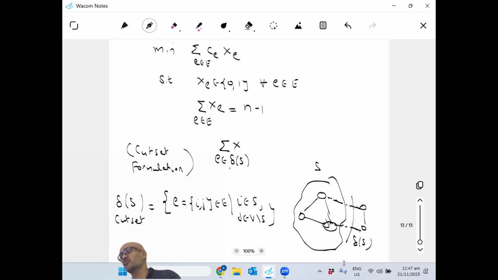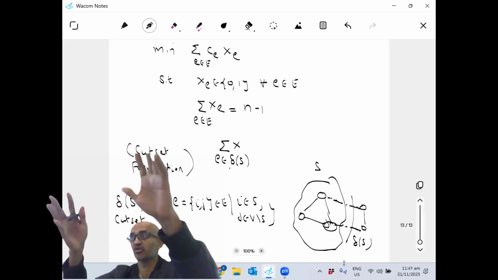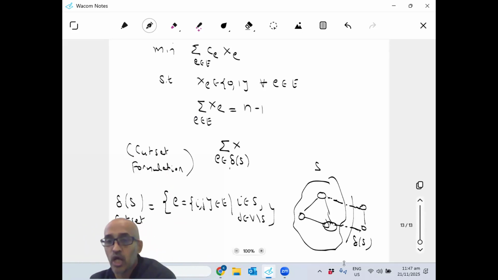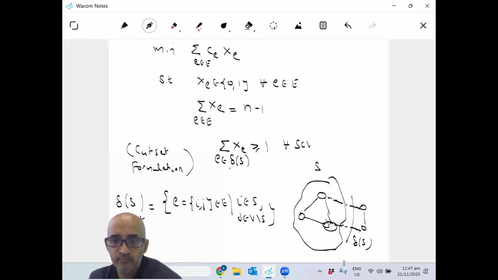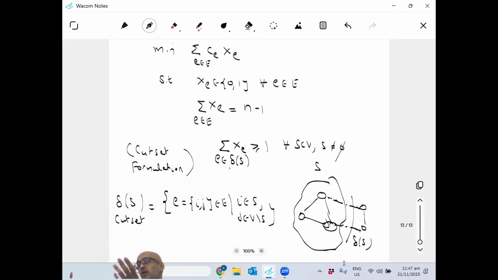What my cut set formulation is going to say is, if you take a subset of nodes and you look at the edges that come out of this set S into S bar, the complement set, at least one of them has to be one. So there has to be something flowing out of this set. Otherwise, you're going to have these subtours being formed. This is for every set S not empty.